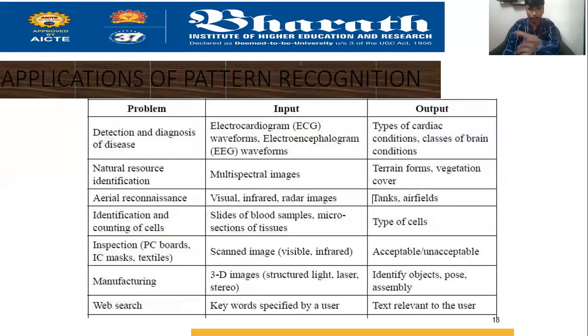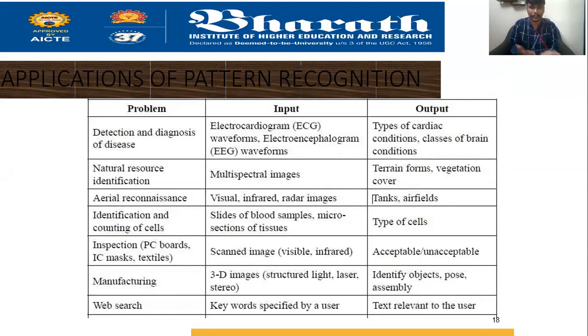Next, the problem, input and output of pattern recognition applications: the problems where it is being used. Detection and diagnosis of disease, for example ECG and EEG waves. The output will be finding the cardiac condition and the brain wave condition of the human body. Another problem is natural resource identification. Each problem is composed with an application domain. So, detection and diagnosis of disease from biomedical data. Next one is natural resource identification.